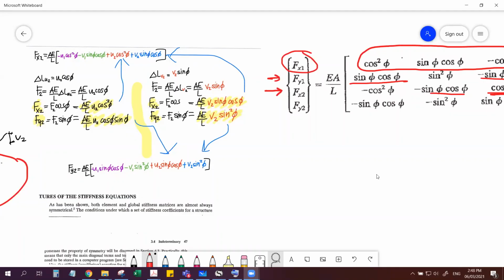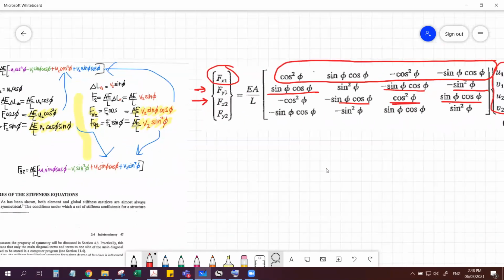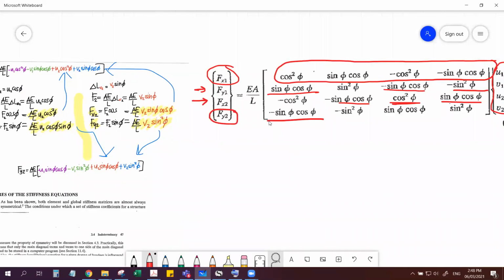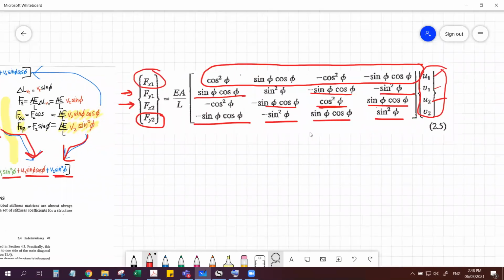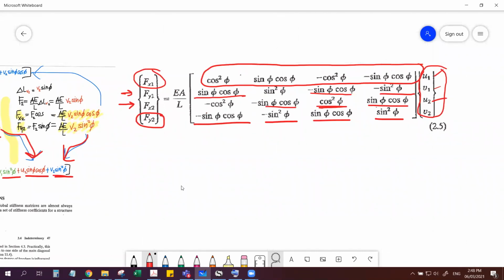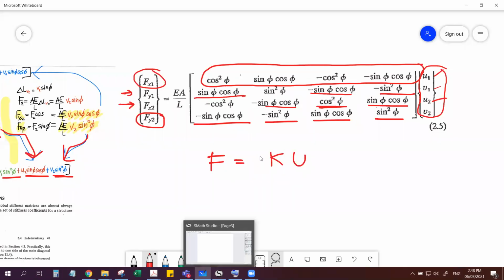For Fy2: negative sine phi cosine phi u1, negative sine square phi v1, sine phi cosine phi u2, sine square phi v2, which we derived here. So Fy2 is u2 cosine phi sine phi and v2 sine square phi. So this is the corresponding global stiffness matrix of an arbitrarily inclined axially loaded bar. Again, in matrix form, F equals KU. Everything is in matrix form.